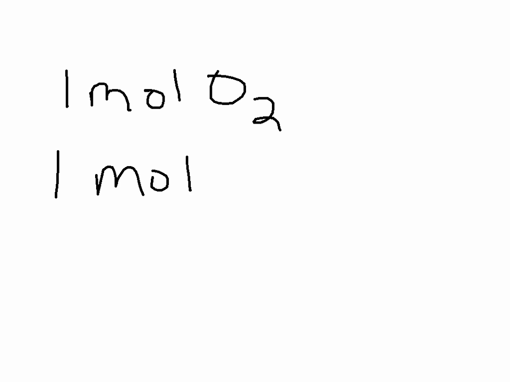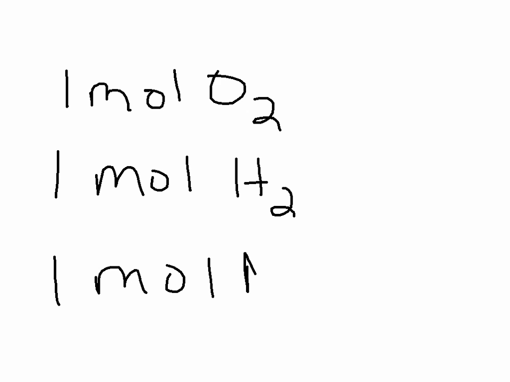So if I had 1 mole of O2, and I had 1 mole of H2, and I had 1 mole of N2. If I counted those up, they would all be equal to 6.02 times 10 to the 23rd, Avogadro's number.